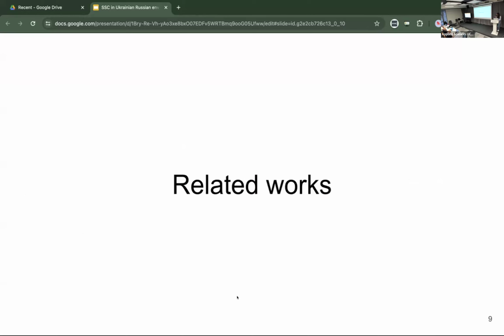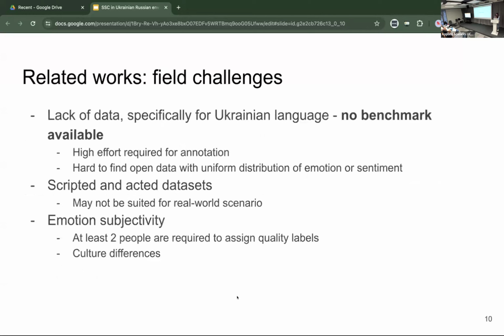So we reviewed the works related to the field and defined some challenges and promising approaches, and we will start with the challenges.